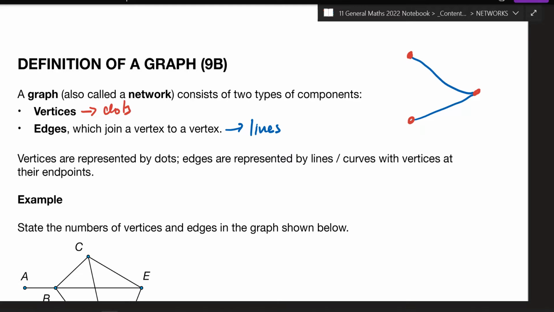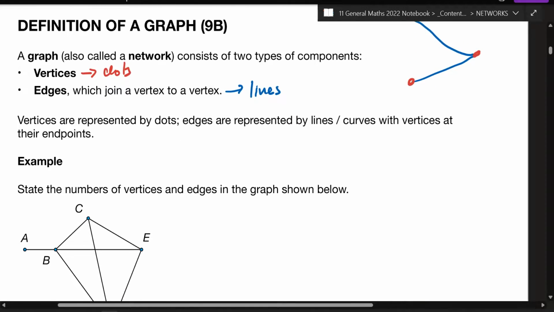So in this graph, how many vertices do I have? 3 vertices, there's 3 dots. And how many edges do I have? 2 lines. They're just connected to each other. So they're pretty straightforward. I'm now going to stop calling them dots and lines. I'm going to call them vertices and edges. So keep that in mind when we do these topics. Vertices are the dots, edges are the lines.